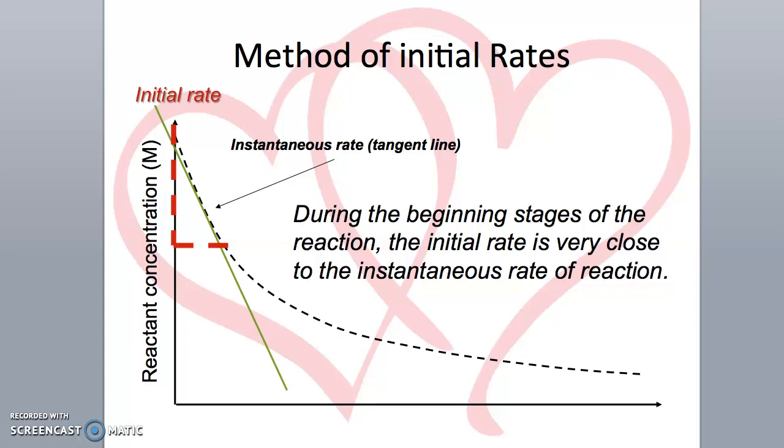Recall that a plot of reactant concentration over time has a very steep slope at the start of the reaction. This is really close to being linear, so we can use this region of the plot. And also, we know our initial concentration, so all we have to do is measure the rate.